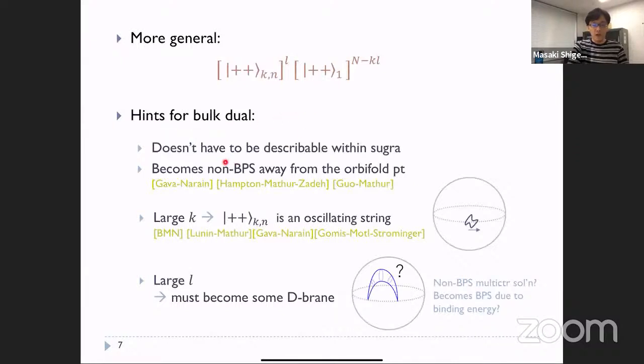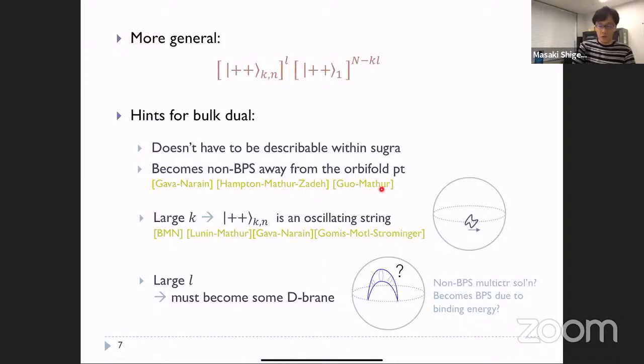You could have this, and we can come up with some hints for the bulk dual of this. And first of all, this state doesn't have to be describable within supergravity, because we are starting to excite all possible things. That means that you're probably exciting some stringy things that you cannot describe within supergravity. And relatedly, this becomes non-BPS away from the orbifold point. It's supersymmetric at the orbifold point, but it's not if you turn on twist operators. And that was observed by Gavan Narain, and it's been studied by Mathur, Samir and students and postdocs now.